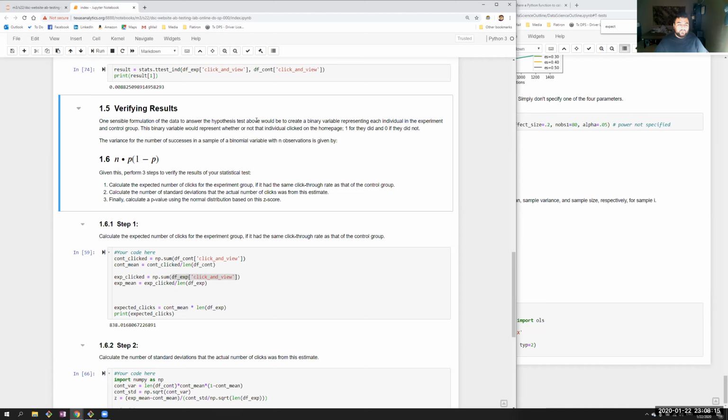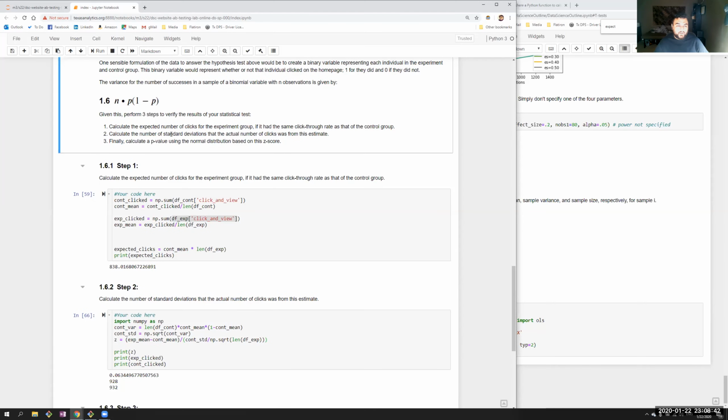All right, so what you're supposed to do is, for the hypothesis test, create a binary variable representing each individual in the experiment in the control group. The binary would represent whether or not that individual clicked on the home page, 1 if they did and 0 if they did not. The variance for the number of successes in a sample of a binomial variable with n observations is given by this.